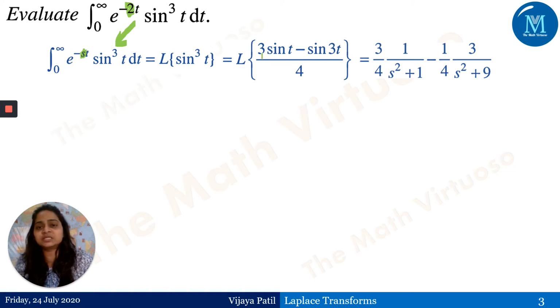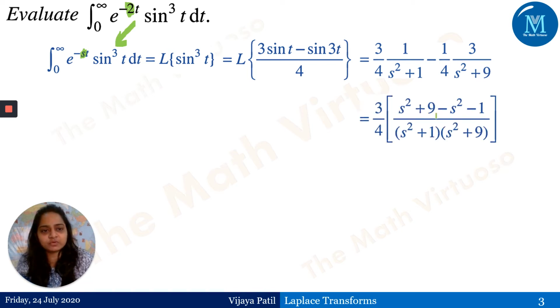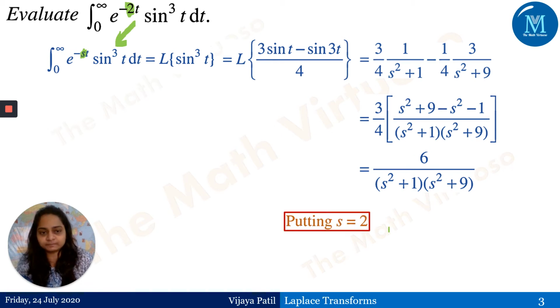Here I'll be using the linearity property of the Laplace transform. So 3 by 4 is a constant outside. L goes with sine t. Laplace of sine t is 1 upon s square plus 1, minus 1 upon 4 into 3 upon s square plus 9, and so on. Therefore, by simplification and cross multiplication, I get this answer as 6 upon (s square plus 1) into (s square plus 9). Now, at this stage, this is the Laplace transform of sine cube of t.